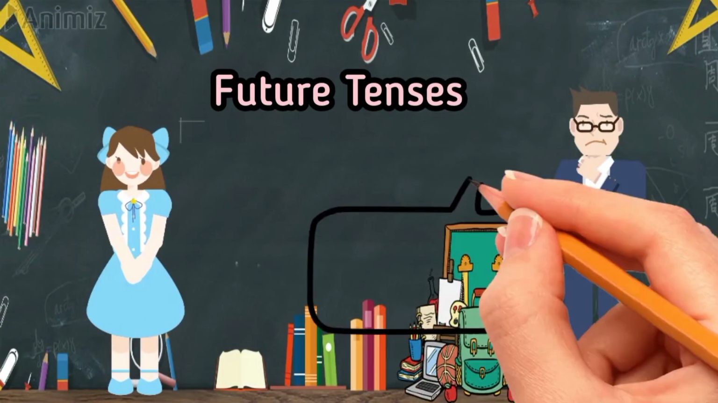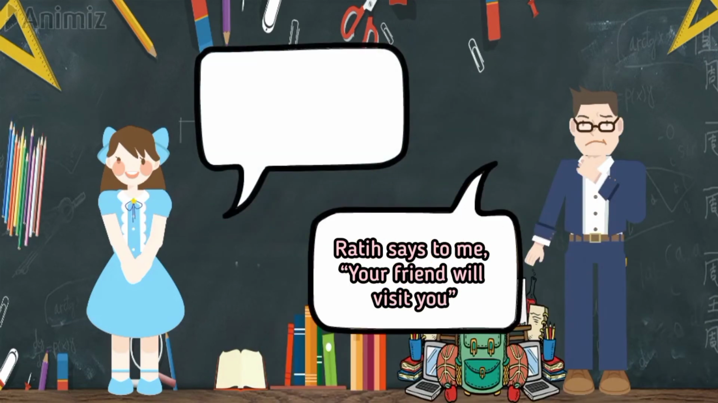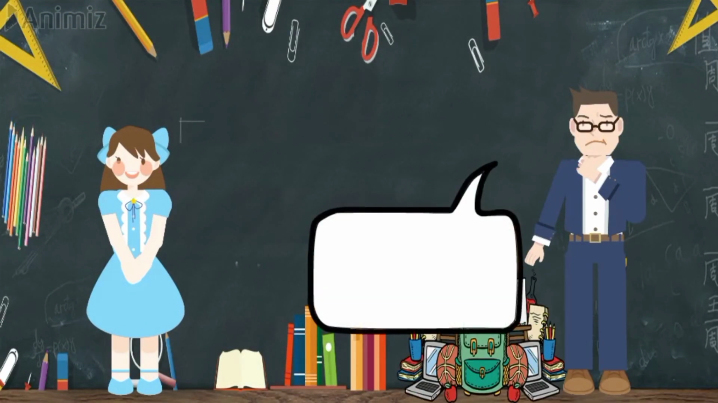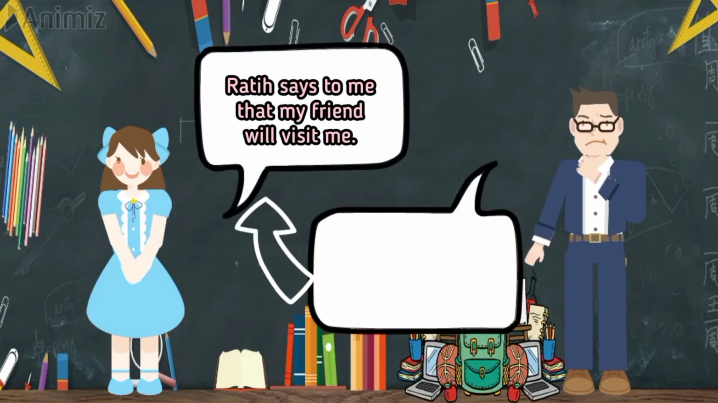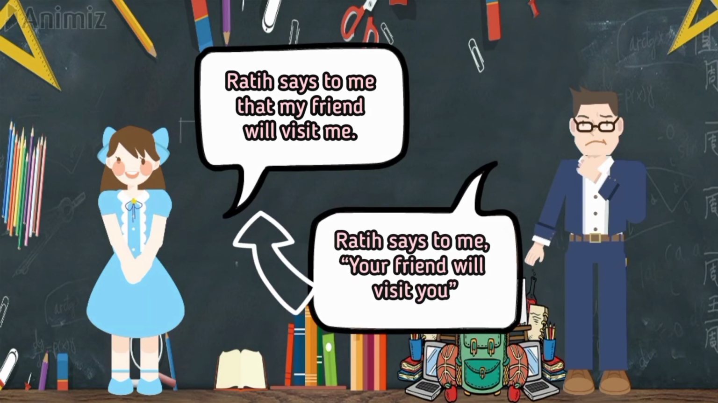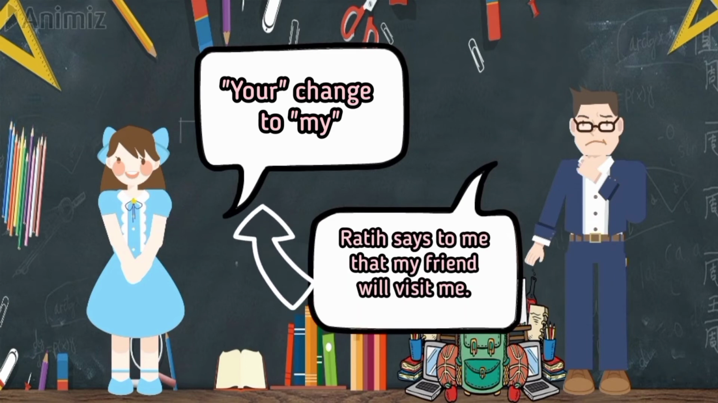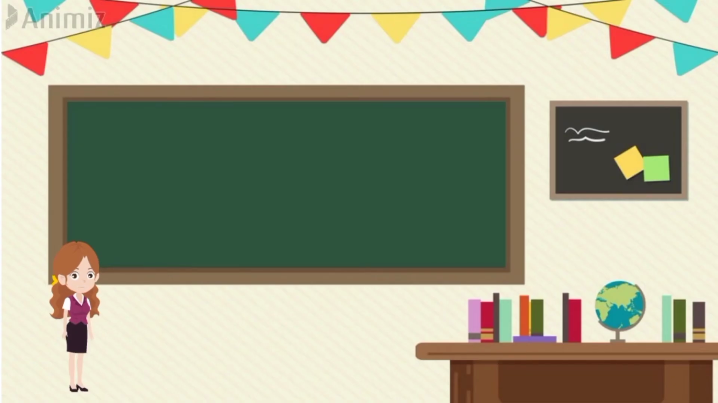Next is future tense. Ratih says to me, "Your friend will visit you." Okay. How to change to indirect speech? Ratih says to me that my friend will visit me. The change is just the pronoun, right? Your is changed to my. You changed to me.